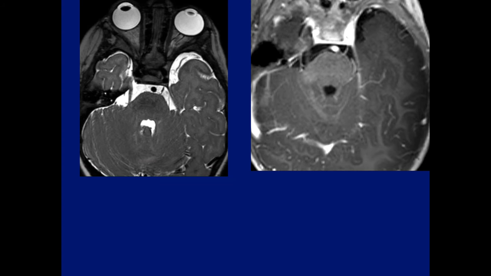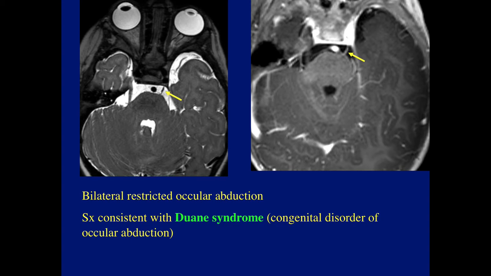Somebody's typing. No, this is what's called Duane syndrome. This kid will present with problems with ocular abduction, and many times there will be an absent or atrophic abducens nerve. And in this case, the right sixth nerve was absent.